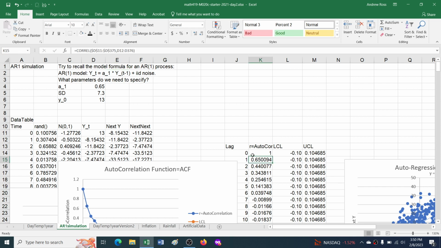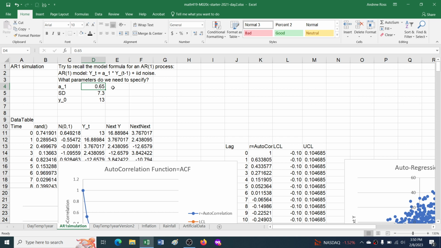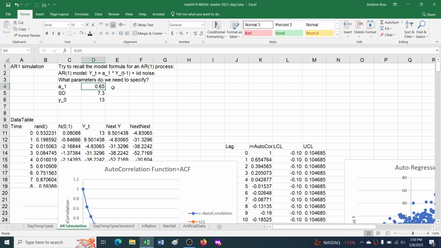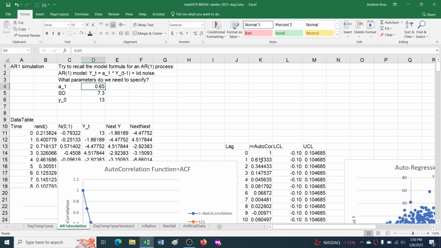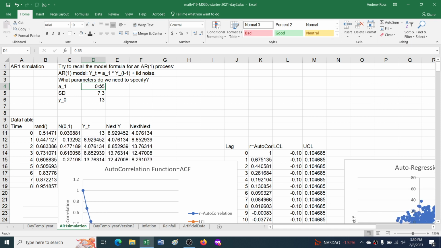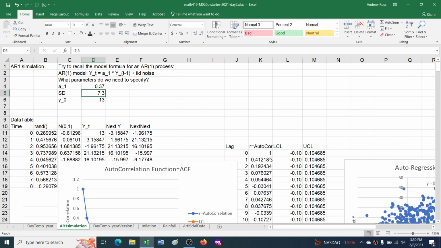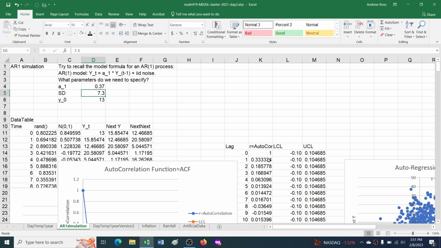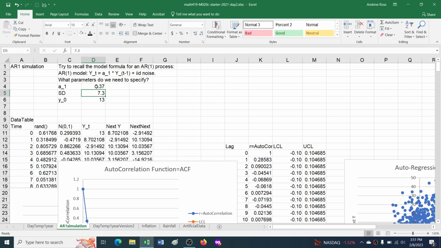Our autocorrelation at lag 1 is 0.65, which is pretty much what we put in there. Let's generate new random numbers by pressing F9 on a Windows machine or Command equals on a Mac. We see we aren't always getting 0.65 here, but it's plausibly equal to 0.65 on average. What if we change this to something like about 0.37? Are we getting something like 0.37 here? Okay, there's a value below 0.37. So it's plausibly equal to A1 like we said it would be.